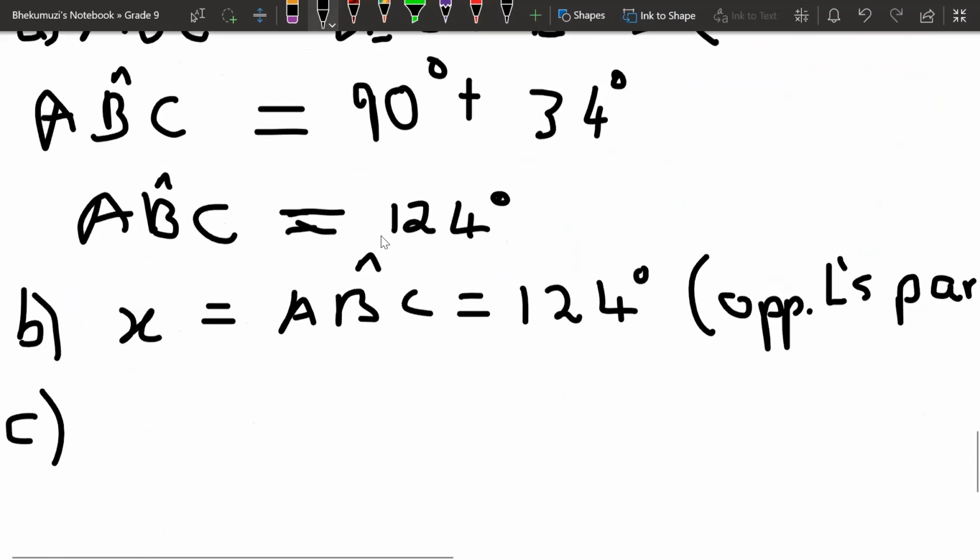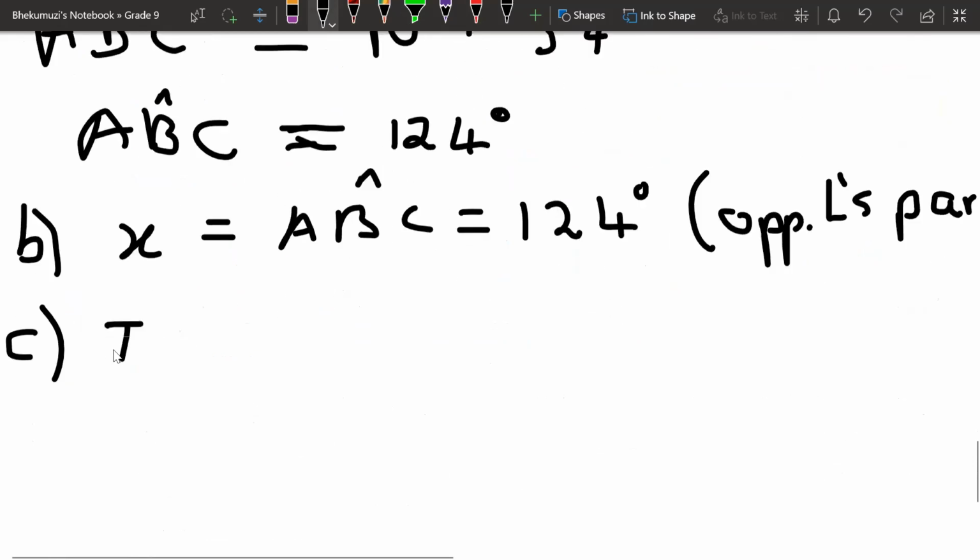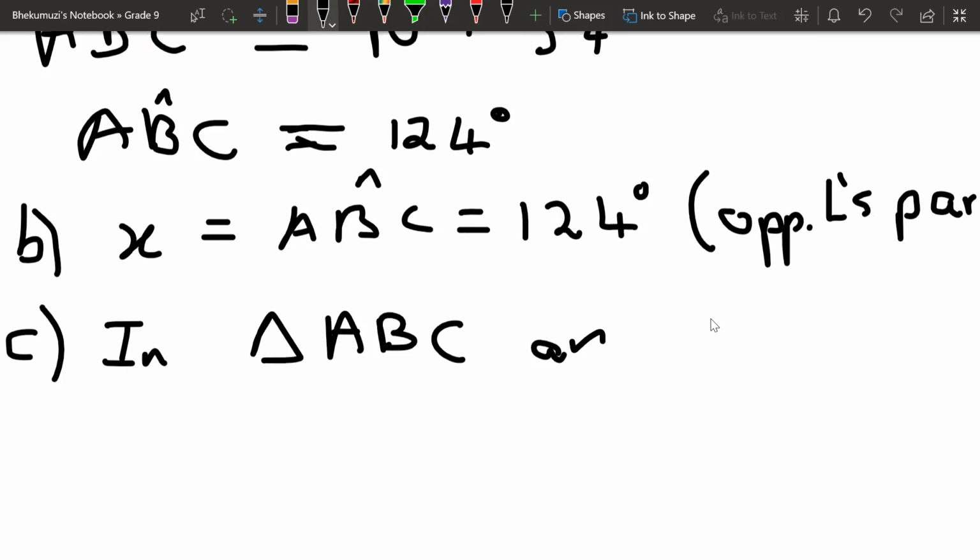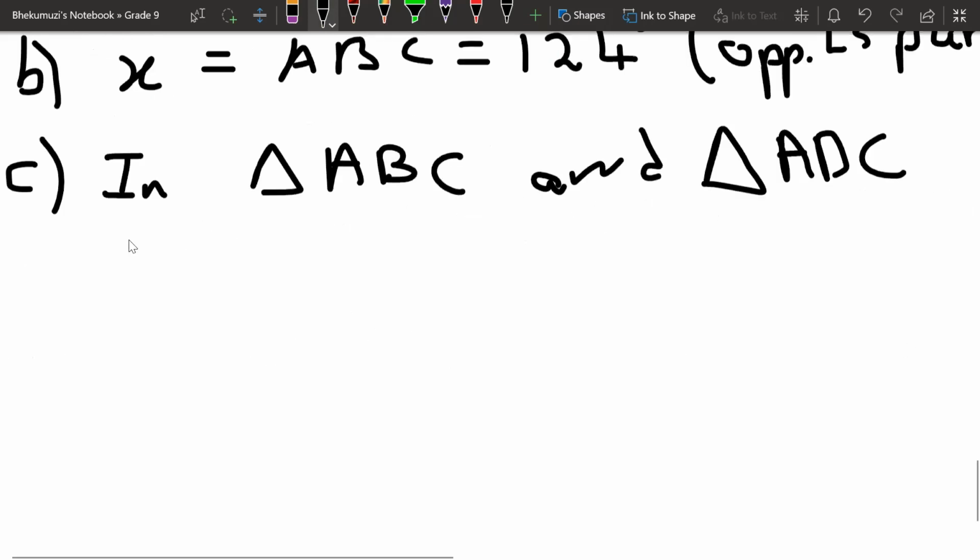So let me write this down. So in triangle ABC, and this is another very important part about this particular proof, or showing whether something is similar or congruent, is that you need to be able to write it out quite properly and quite clearly.